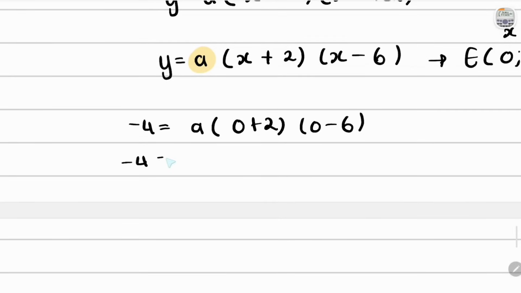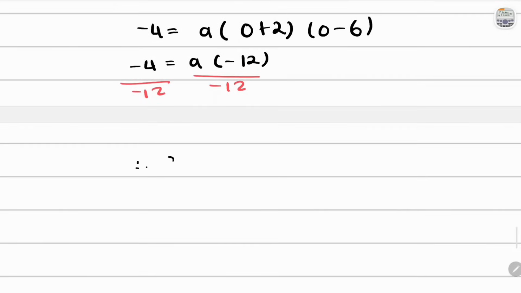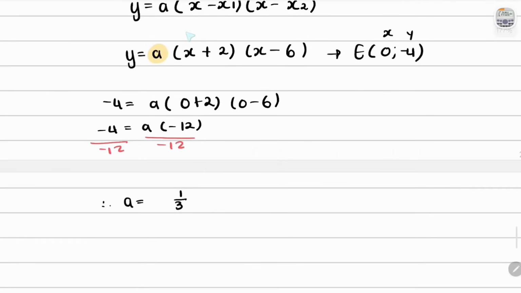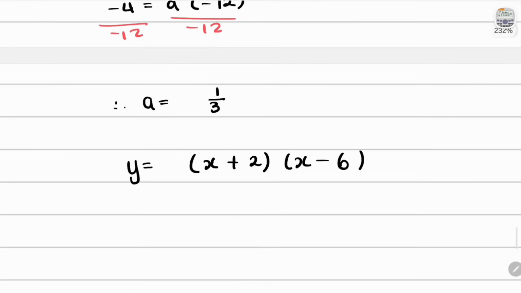So that's -4 equals a times -12. Then we can get rid of the negative 12 to solve for a by dividing both sides by negative 12. Therefore, a is equal to positive 1 over 3. Now that we found a, we can substitute it back into the equation where a was missing. So in place of a, we just say 1 over 3.